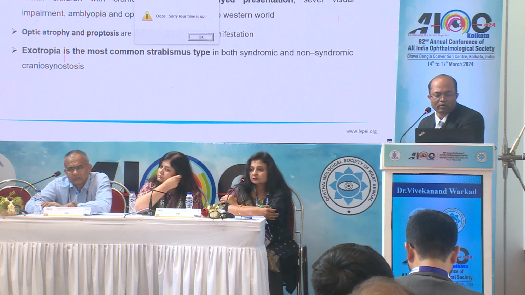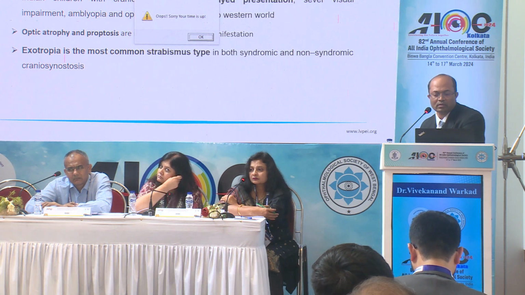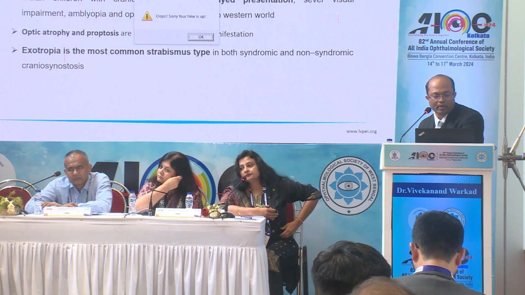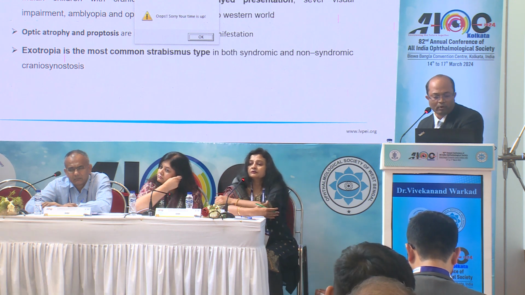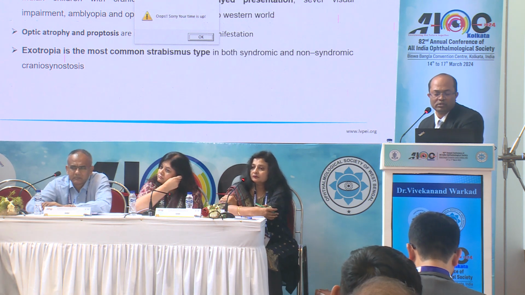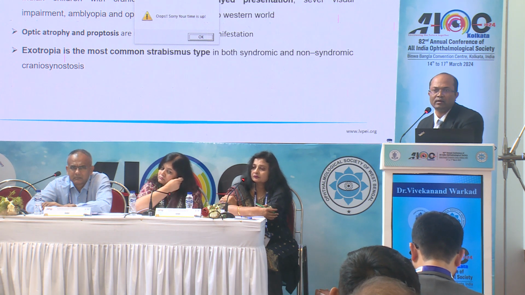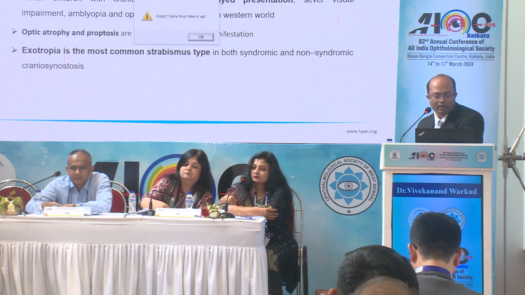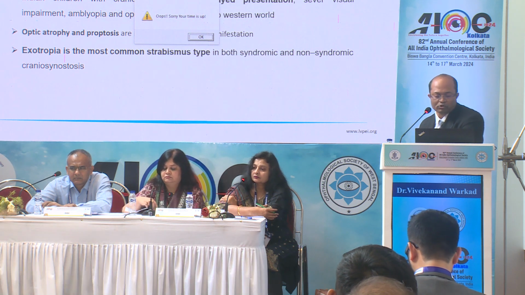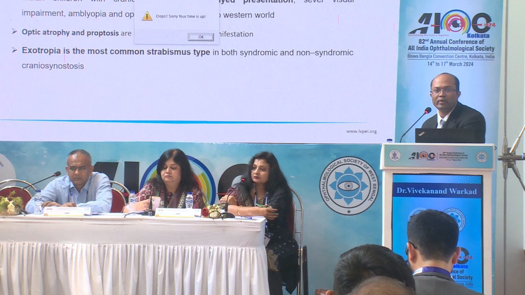So to conclude, syndromic and non-syndromic patients continue to have a high frequency of amblyopia as a risk factor and ocular problems. Incidence of craniosynostosis in our population is very low. Optic atrophy and proptosis are the major causes of visual impairment. And I think exotropia is the most common strabismus type in both syndromic and non-syndromic.